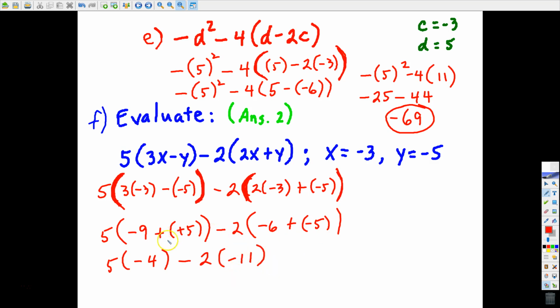Okay, we've taken care of the operations contained in parentheses or grouping symbols. Now we're ready to do multiplication. We do multiplication before subtraction. 5 times -4 is -20. Minus 2 times -11 is -22. And subtracting a negative again means addition. So -20 plus 22 is 2. So that's how we got our final answer.